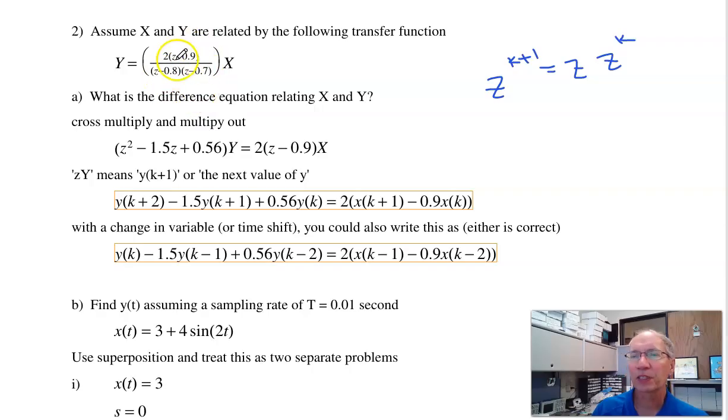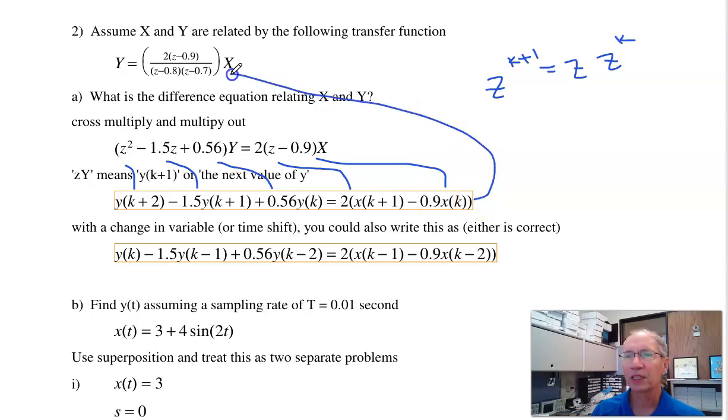Take this transfer function, multiply out the polynomials, cross multiply, and note that z means next value. So this is y 2 samples in the future, minus 1.5 y 1 sample in the future, plus 0.56 times the current y is 2 times x 1 sample in the future, minus 0.9 times x. So this is the difference equation that corresponds to that transfer function. Some people like to do a time shift, just do a change in variable. I can shift everything by 2. This is also valid. Either answer is correct.